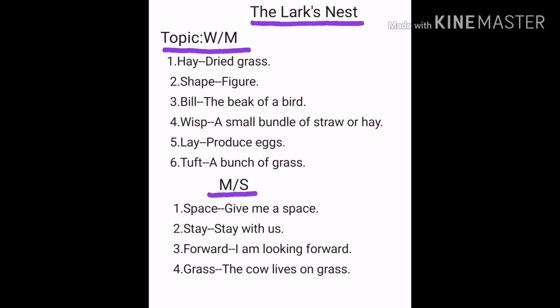Again I am telling to you, hay, dried grass, shape, figure, bill, the beak of a bird, wisp, a small bundle of straw or hay. Number 5, lay, produce eggs. Number 6, tuft, a bunch of grass.